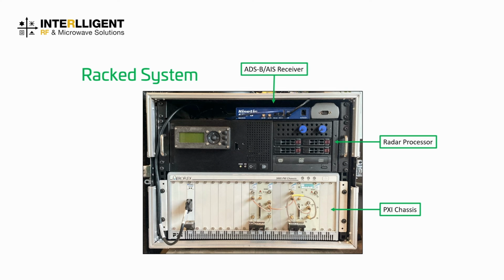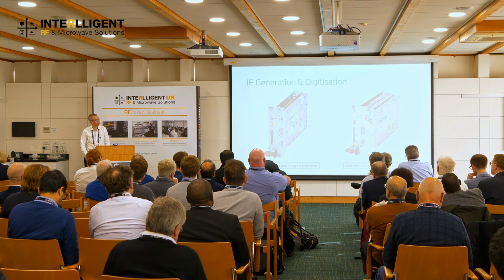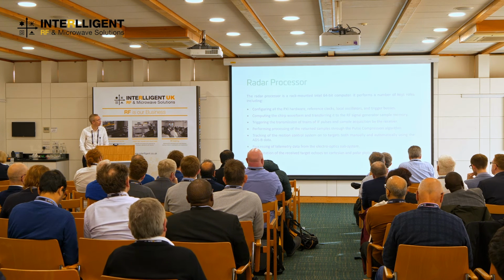So the rack system that you'll see on the exhibition space has our PXI chassis at the bottom with the transmit-receive modules in, a radar processor, essentially a PC running LabVIEW, and then a few other receivers and bits and pieces. So the IF generation and digitization are done with these two Aeroflex modules, one as a signal generator, one as a receiver. They both go up to 6 gigs, operate over a sort of 90 megs bandwidth, and have lots and lots of memory on board for waveform generation and for digitizing the received samples.